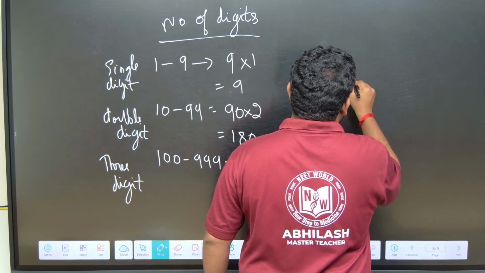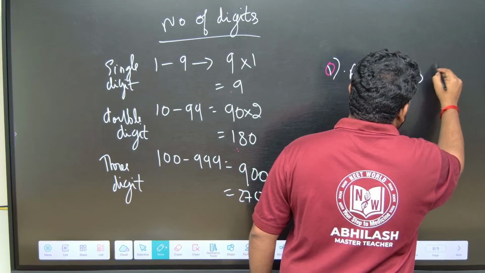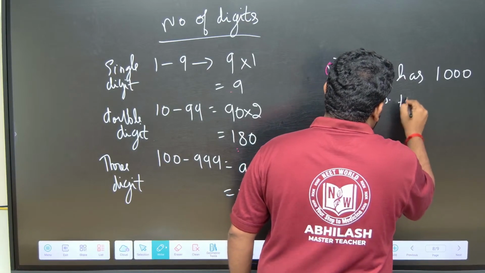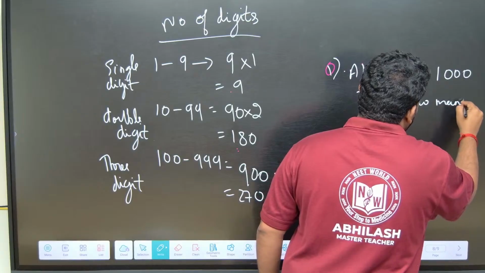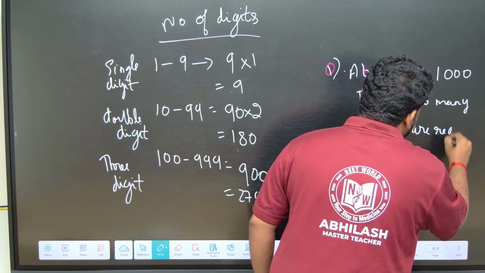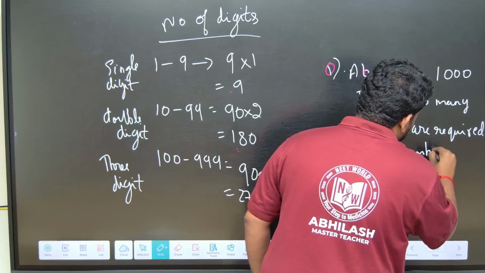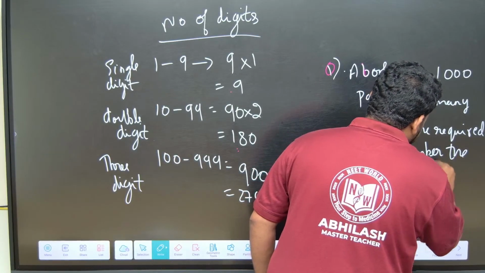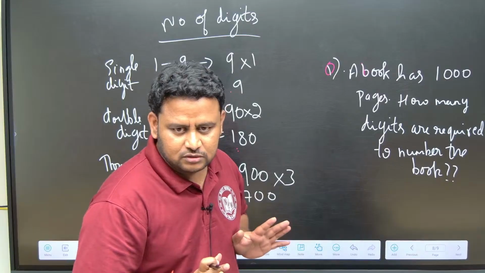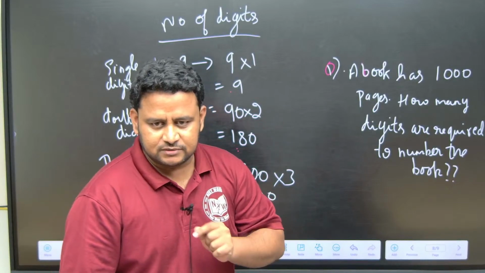Suppose they give a question: a book has 1000 pages. How many digits are required to number the book? They will ask the question: a book has 1000 pages, how many digits are required to number the book? So you will start from number 1 to number 1000.